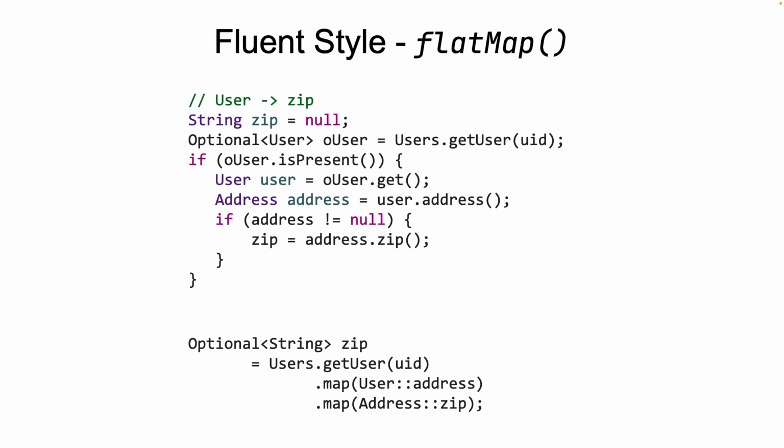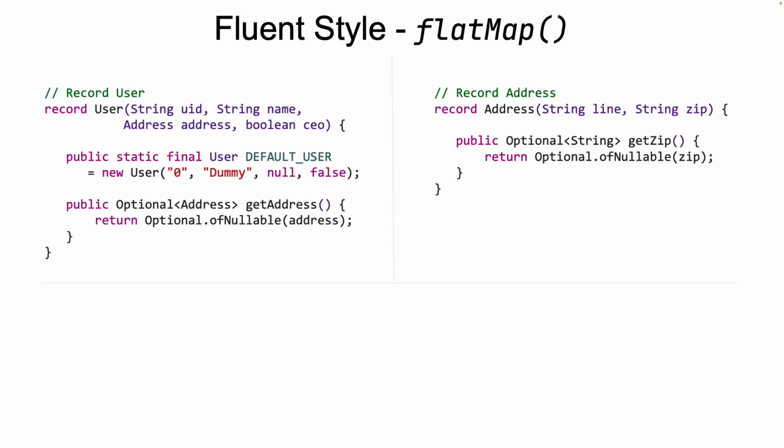But what if we change the design of both user and address by adding two methods, getAddress and getZip, which return optional types? This is just to show how to deal with optionals. So in the record user, you have a getAddress. Now the record also has an address method, which simply returns an address. But the getAddress would return an optional address. I just added that to showcase the flatMap method. Same with the address record.